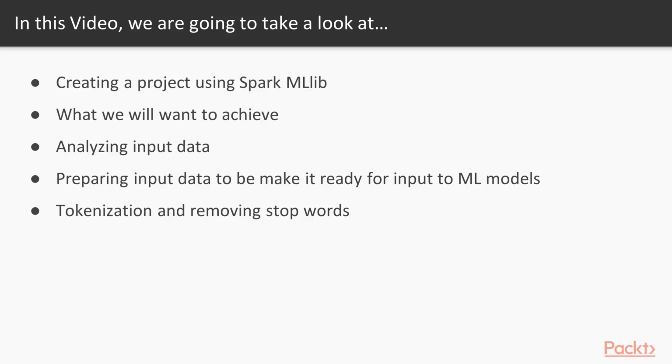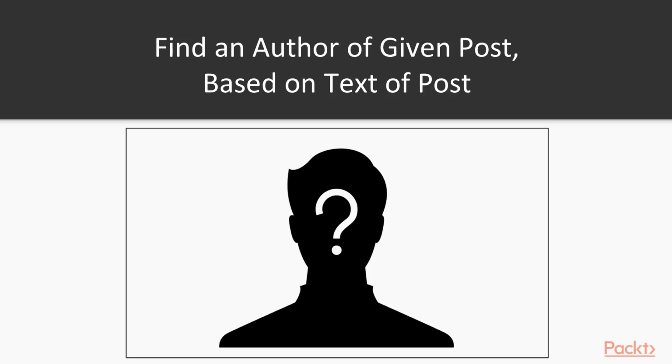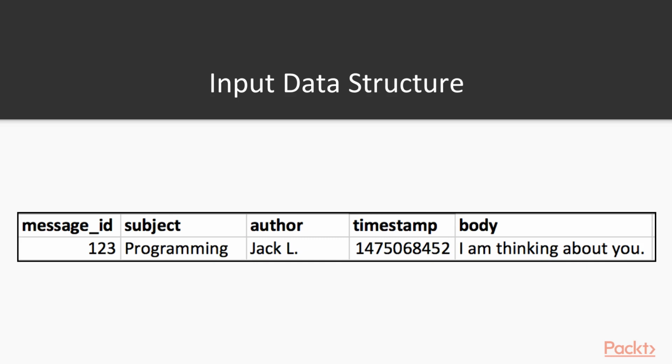So it will be a tokenization of our data and removing stop words, because we will be operating on text data. So we want to find the author of a given post based on the text of the post. So we are given a forum, and on this forum there are multiple posts. Each post has an author, a body of that post, and a timestamp when the post was created. So this is the data structure of our posts, and we will have a lot of such posts on our forum. And as we can see, there is an author Jack L that has a post about programming, and the body is about, this is, I am thinking about you.